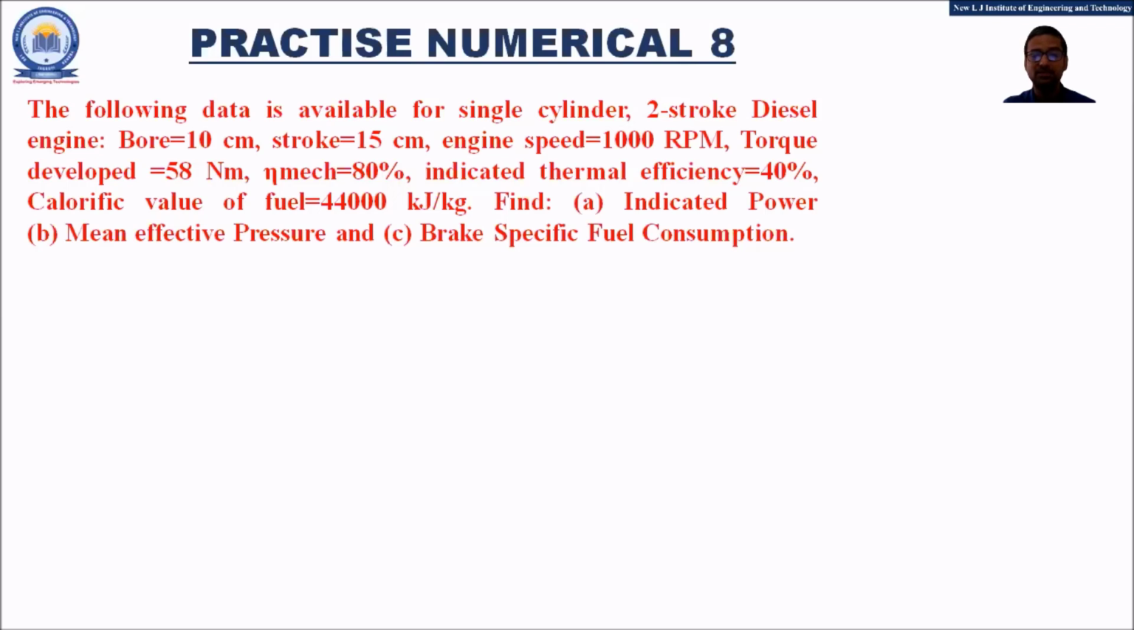Mechanical efficiency is equal to 80%. Indicated thermal efficiency is 40%. Calorific value of the fuel, that is 44,000 kilojoule per kg. Find the indicated power, the mean effective pressure, and the brake specific fuel consumption.